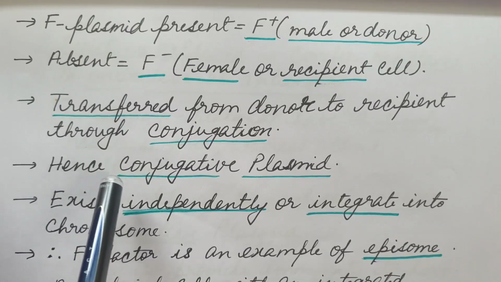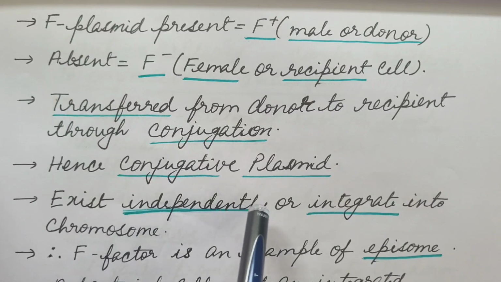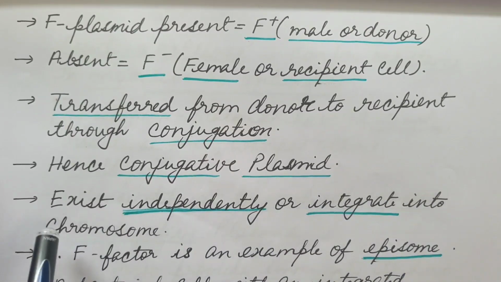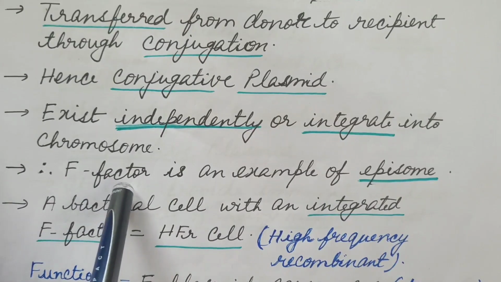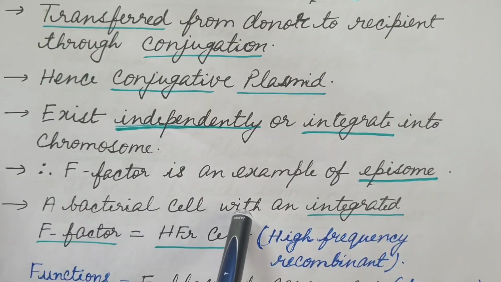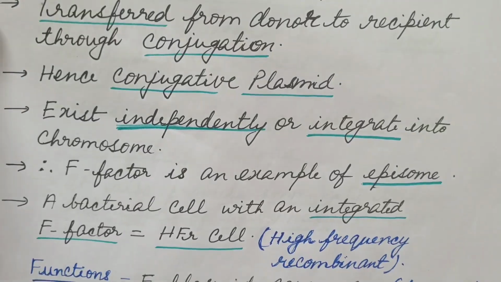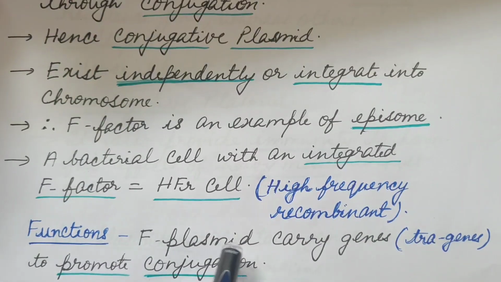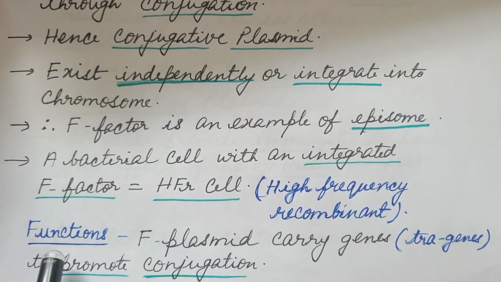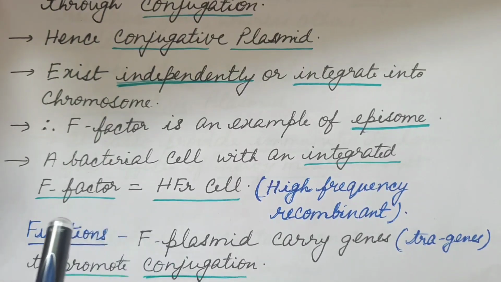Hence, what we can say is that these are conjugative plasmids. These exist independently or integrate into main bacterial genome or chromosome. Therefore, F factor is an example of episome. A bacterial cell with an integrated F factor is known as HFR cell, that is high frequency recombinant. Functions of F plasmid: they carry genes, that is tra genes, to promote conjugation, that is transmission of F plasmid from donor to recipient cell.